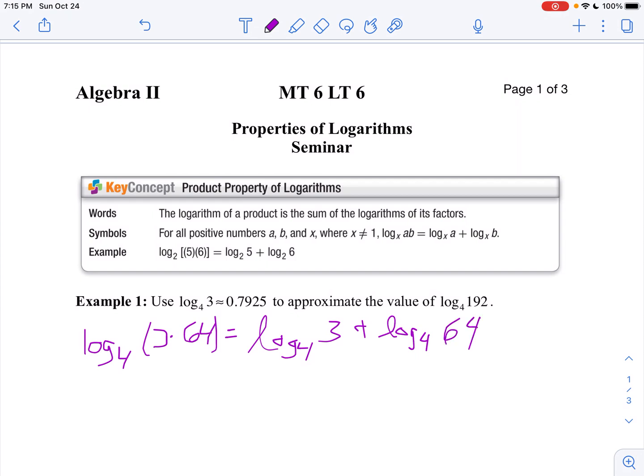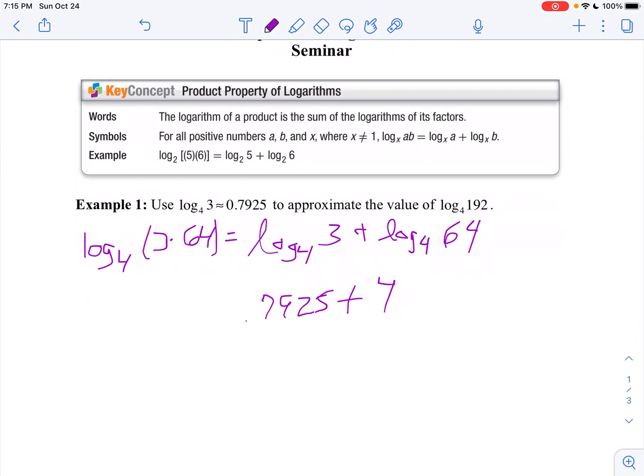Now we know the log to the base 4 of 3, in my given information, is 0.7925, plus, if I do the log to the base 4 of 64, 4 to the what power is 64? Well, that's 4, isn't it? So my answer is 4.7925, or we could say about 4.8. And that's what you do anytime you have a product of logarithms.